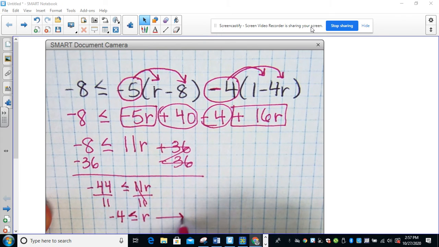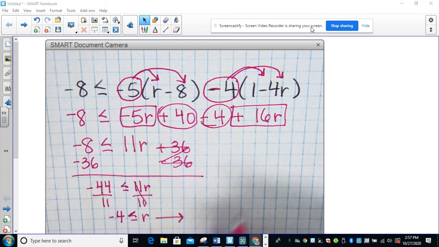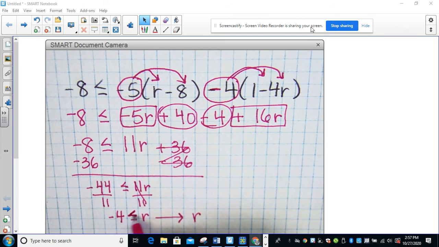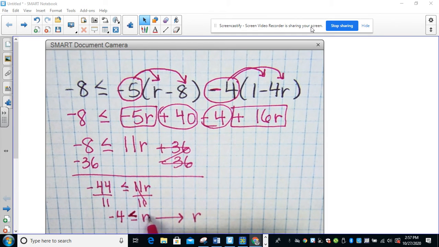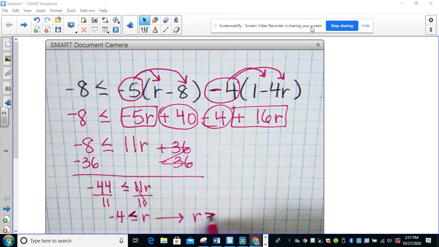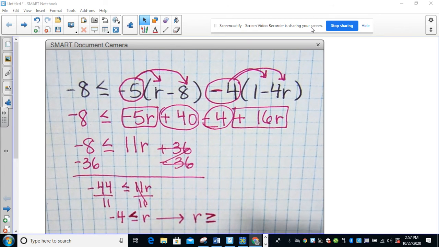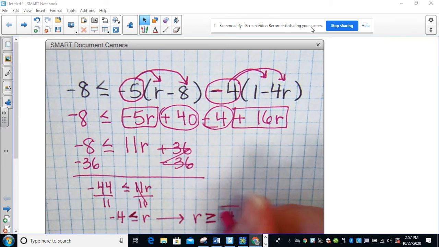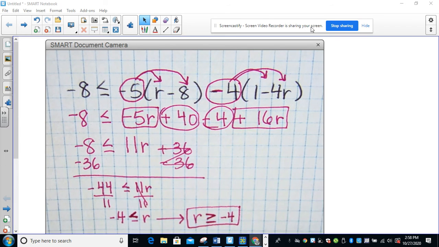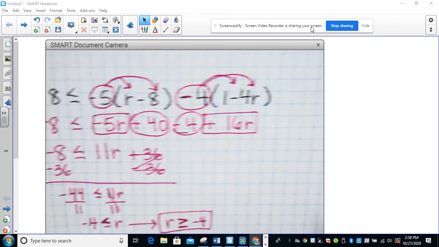Now, I'm going to rewrite this. I like the r in the front. Notice, this alligator mouth is eating the r. So if I rewrite it, that alligator mouth still has to eat the r. It's pointed to the -4. So I like to rewrite it like that. I just flipped everything around, making sure that the alligator mouth is still eating the same side.